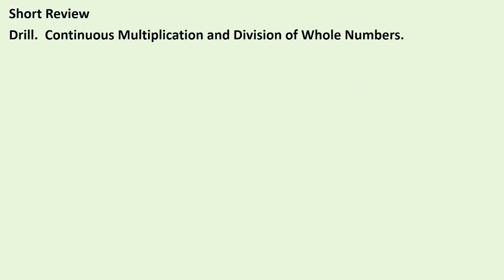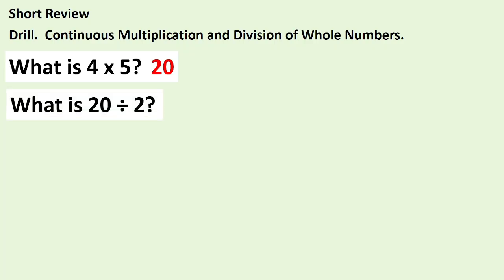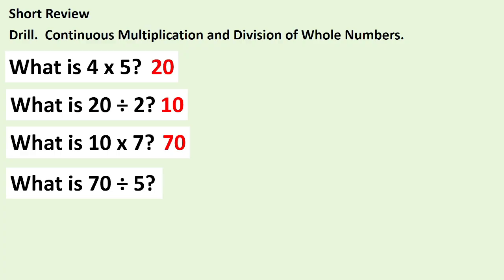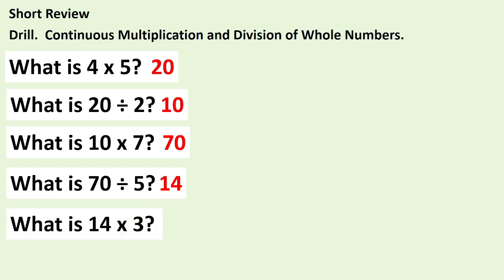Day 1. Short review. What is 4 times 5? 20. What is 20 divided by 2? 10. What is 10 times 7? 70. What is 70 divided by 5? 14. What is 14 times 3? 42.